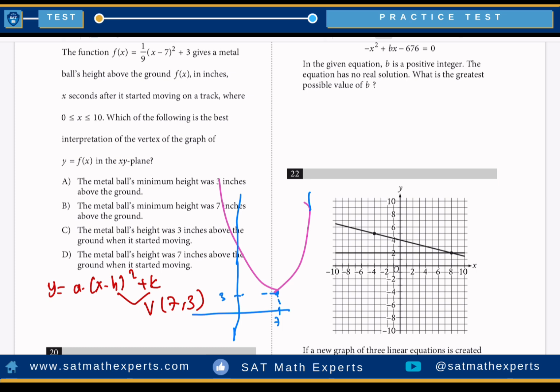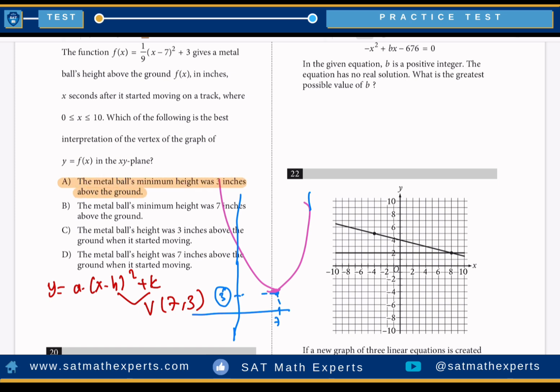So, which of the following is the best interpretation of the vertex of the parabola? The vertex is 7 and 3. So, the metal ball's minimum height was 3 inches above the ground. This is the y value. Yes, this is the minimum value, 3. I think, yes, this is the exact answer we are looking for. Okay, this will be the correct answer.